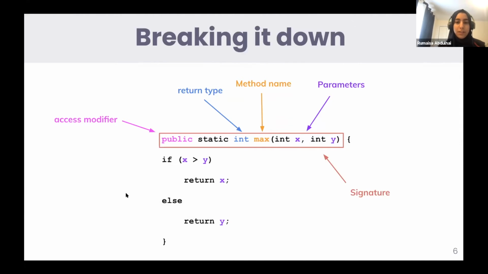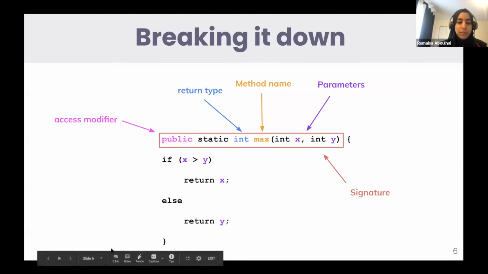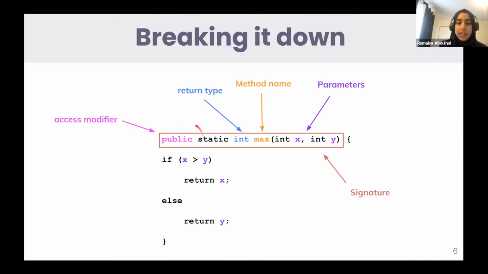So these are the different parts to a method, and we're going to break them down bit by bit. So this is called an access modifier. We're going to learn more about it next week, but for now, whenever you create a method, always start with public. And if you haven't realized already, you've actually been using a method, which is the main method. That is an example of a method that we have already used. I just wanted to point that out.